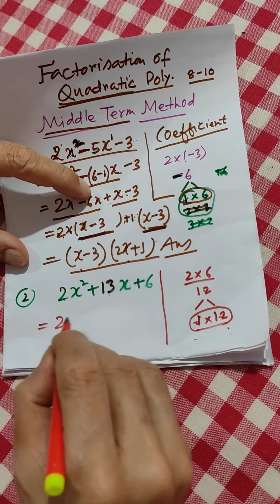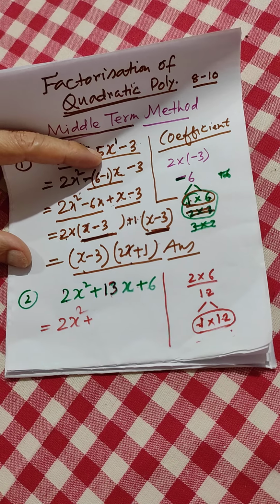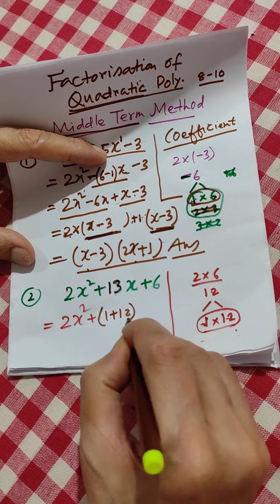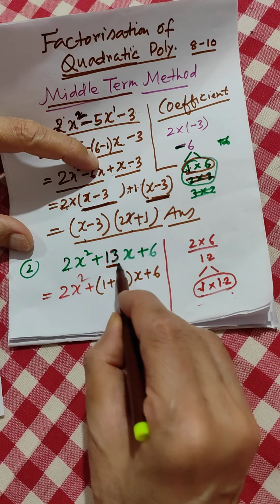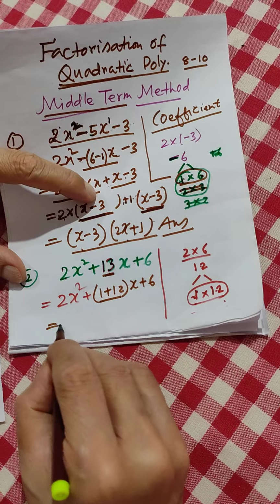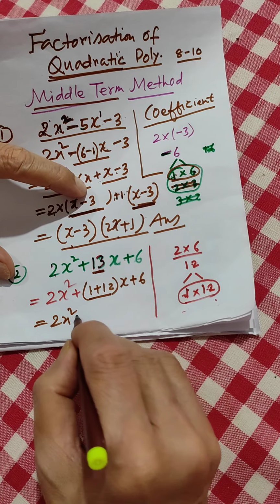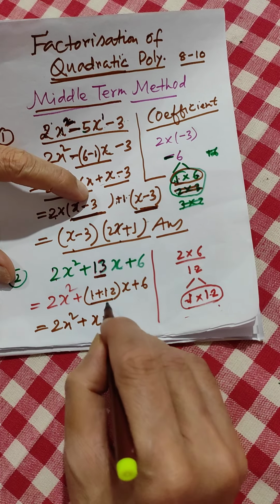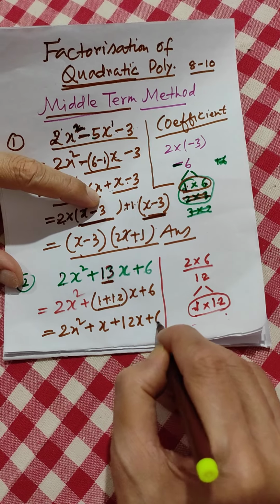So we do it this way: 2x square plus, in place of 13, what do we write? 1 plus 12, into x, plus 6. This 13 is replaced. So 2x square, now open the bracket, plus 1 into x, plus 12 into x, 12x, plus 6.